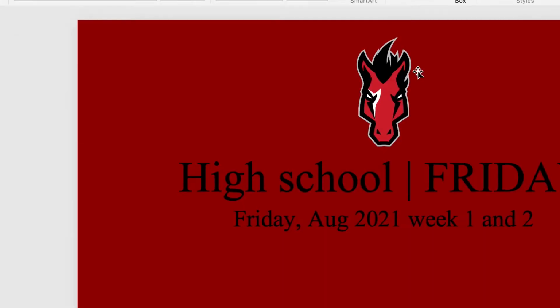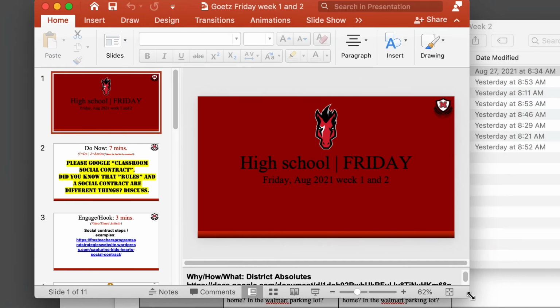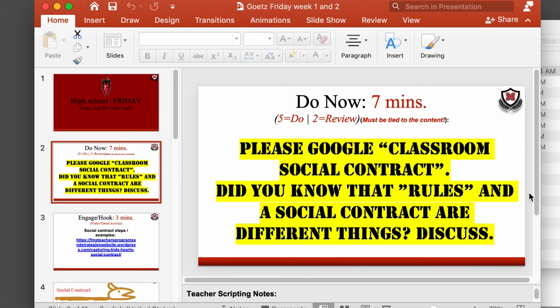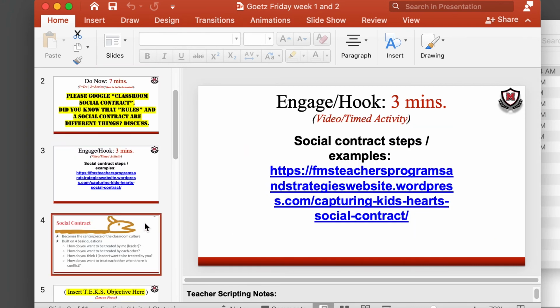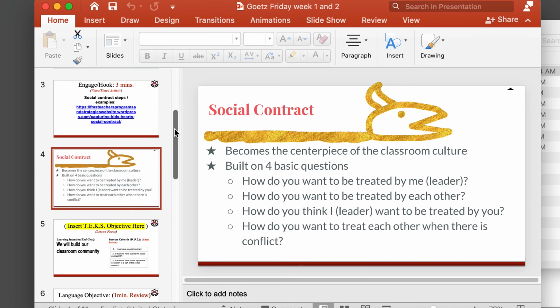And then at the end of the week on Friday, we're going to do the same thing with the B-Day Friday students that we did last Friday, which is to work on a social contract. So rules and social contracts are different things. And it revolves around this: How do you want to be treated by the teacher? How do you want to be treated by each other? What do we do when there's a conflict? How do we handle a conflict?